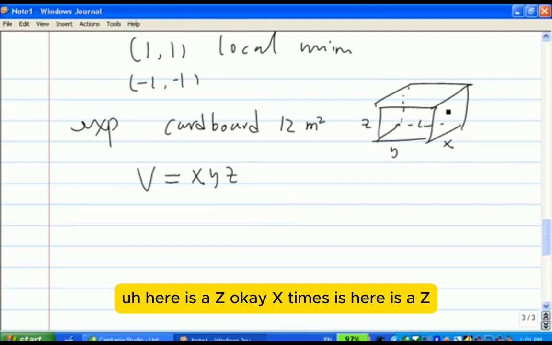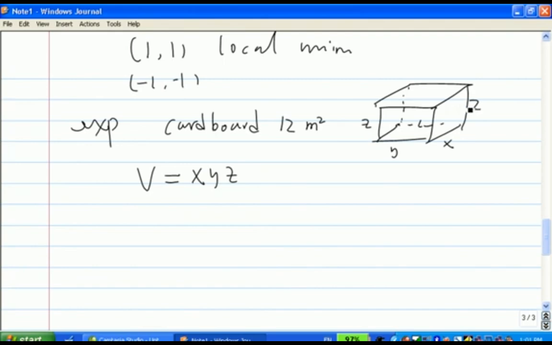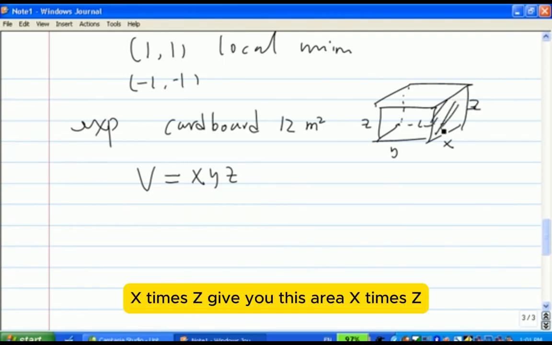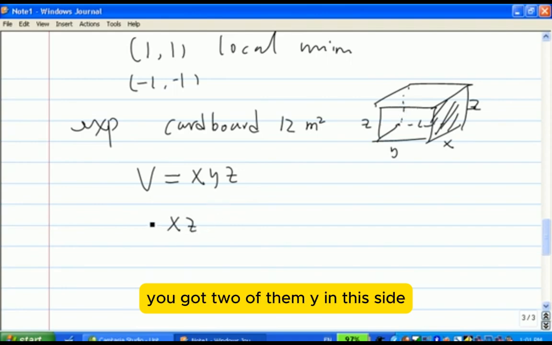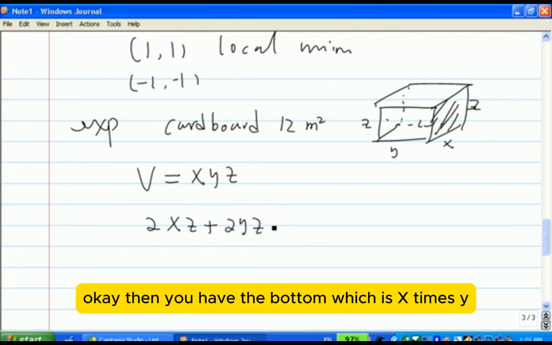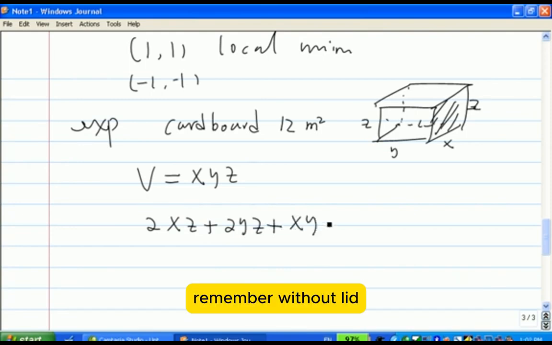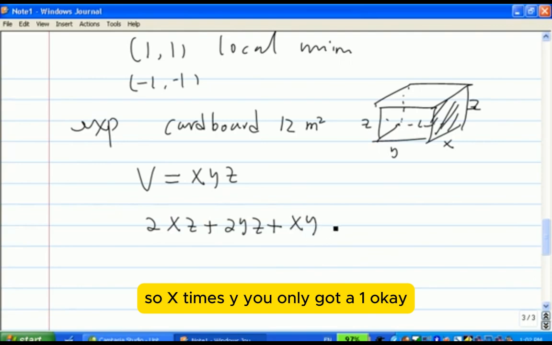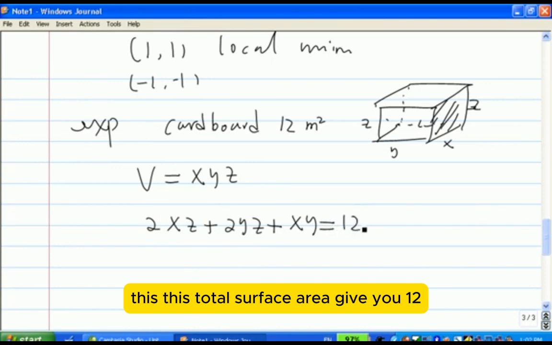Here is z. Okay. X times z gives you this area. X times z, you've got two of them, one on this side. Then y times z gives you two sides too, yz. Then you have the bottom, which is x times y. Remember, without lid, so x times y, you only got 1. Okay, this total surface area gives you 12.